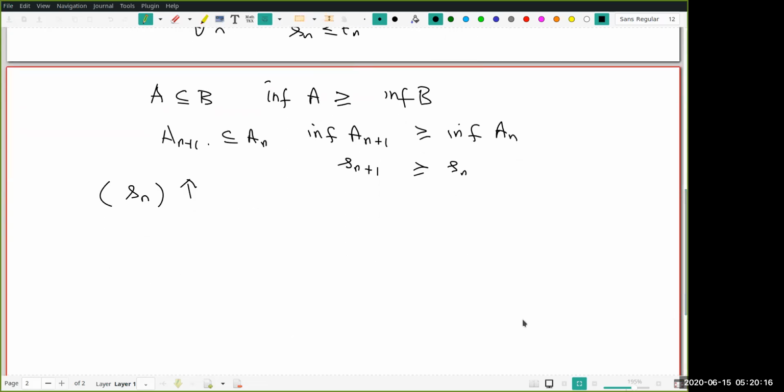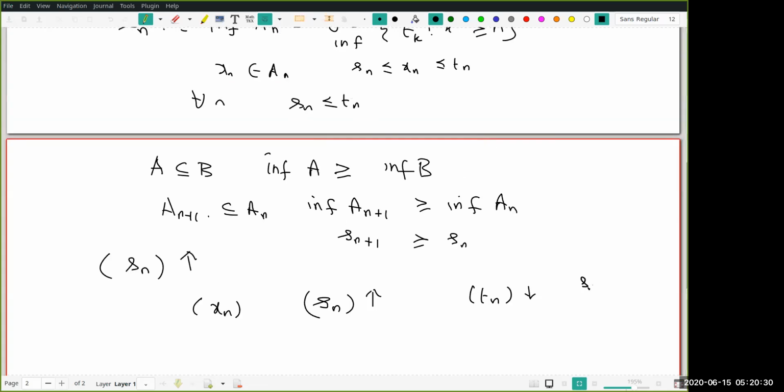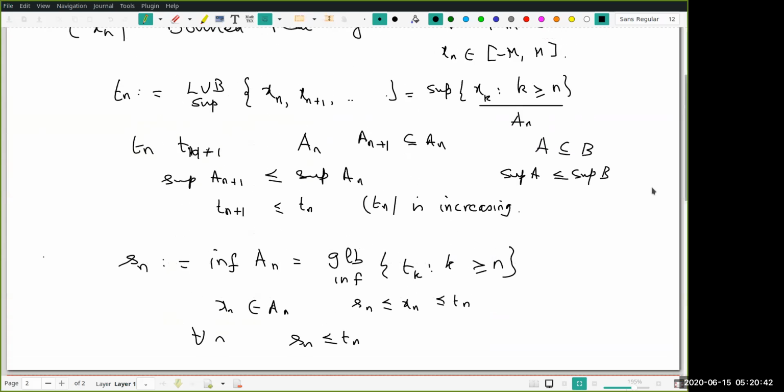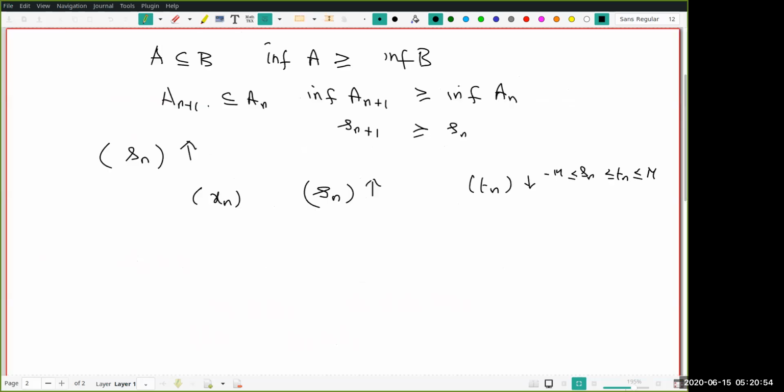Is it okay? So, given a sequence X_n, we have defined two sequences: S_n, which is increasing, and T_n, which is decreasing. And S_n is less than or equal to T_n. And notice that minus M is less than or equal to S_n, less than or equal to T_n, less than or equal to capital M. Because M is an upper bound, the supremum T_n will be less than or equal to M. This is true for all n. So these are the facts we have done.